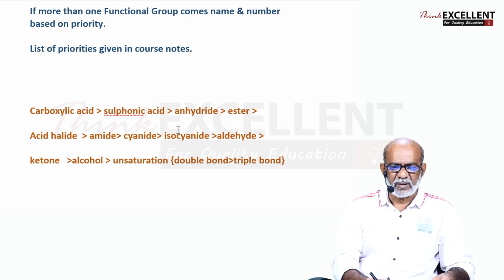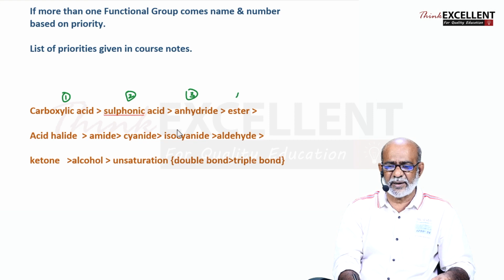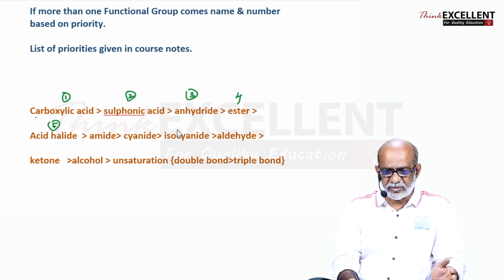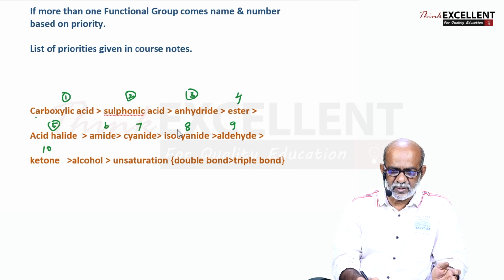See, carboxylic acid has the first priority, sulfonic acid second priority, anhydride third priority, ester fourth priority, then acid halide fifth. All the acids come first: carboxylic acid, sulfonic acid, acid anhydride, ester, acid halide, then amide, cyanide and isocyanide, then aldehyde, then ketone, then alcohol, then double or triple bond.